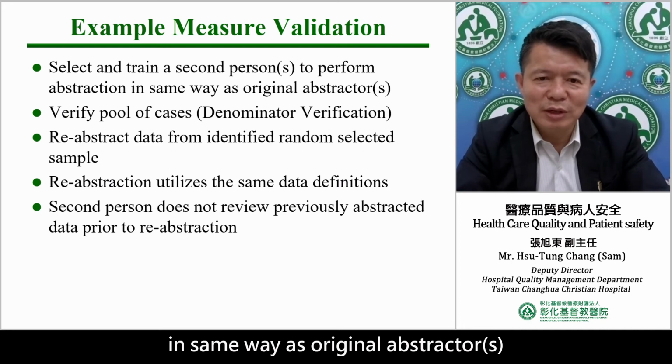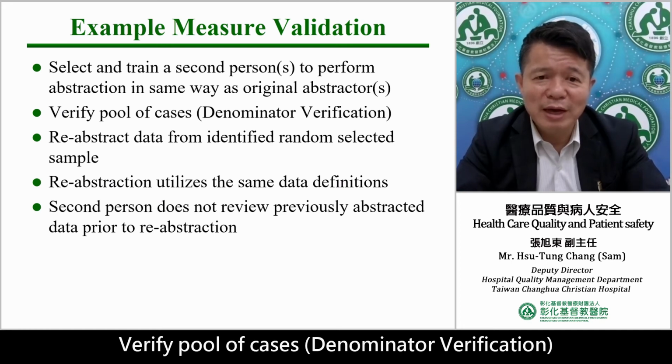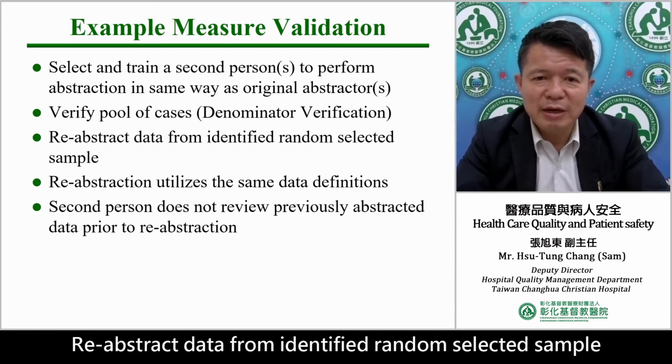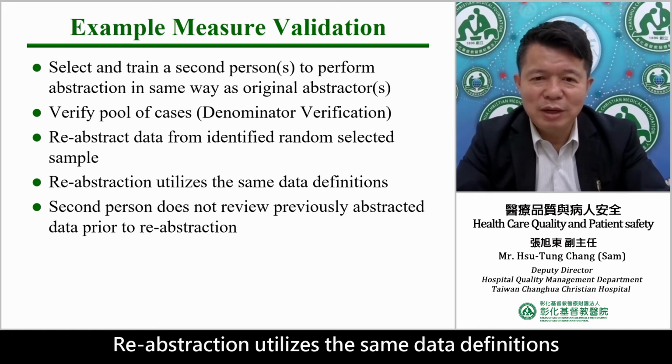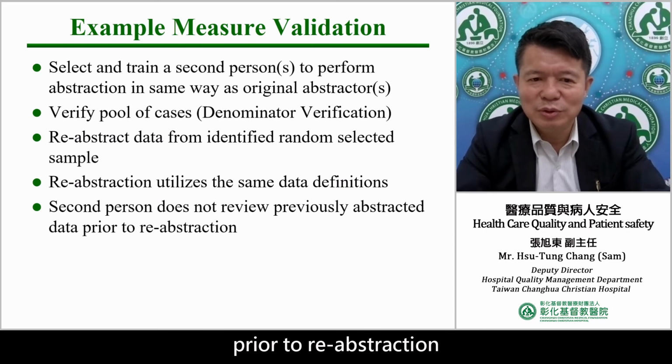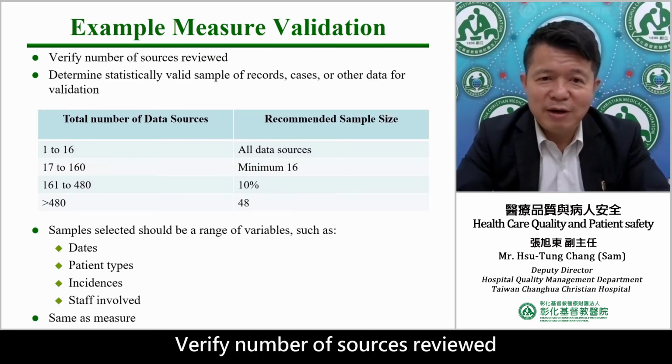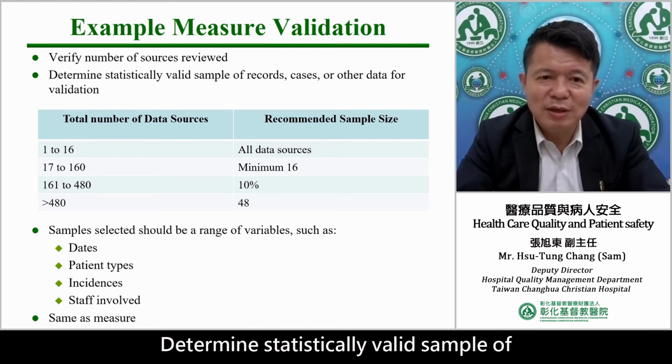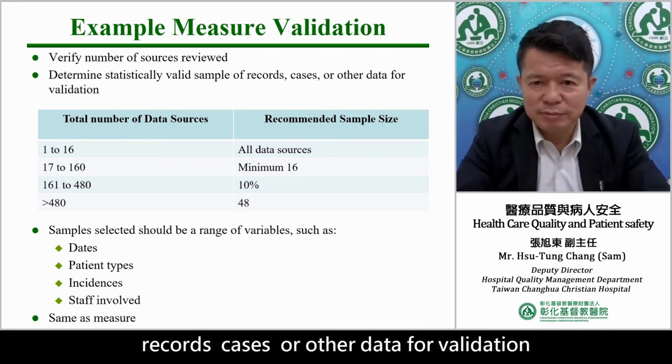Example measure validation: select and train a second person to perform abstraction in the same way as the original abstractor. Verify pool of cases, denominator verification. Re-abstract data from identified random selected sample. Re-abstraction utilizes the same data definitions. The second person does not review previously abstracted data prior to re-abstraction. Verify number of sources reviewed, determine statistically valid sample of records, cases, or other data for validation.